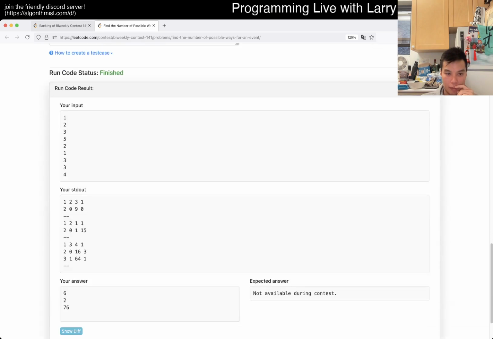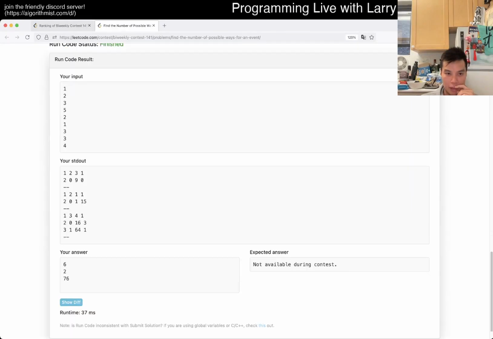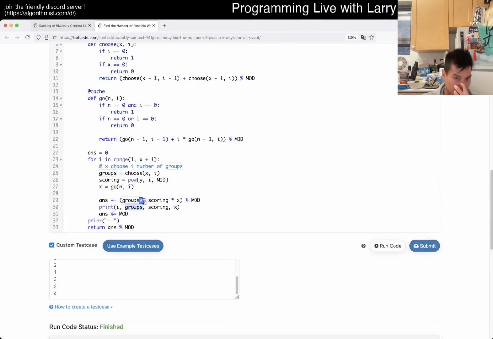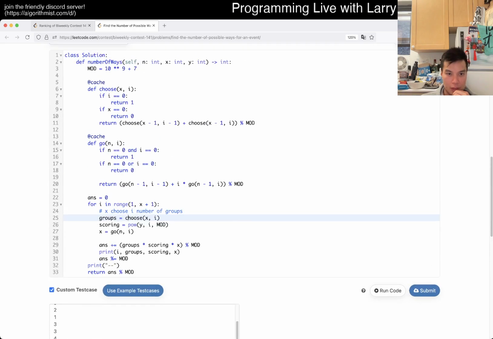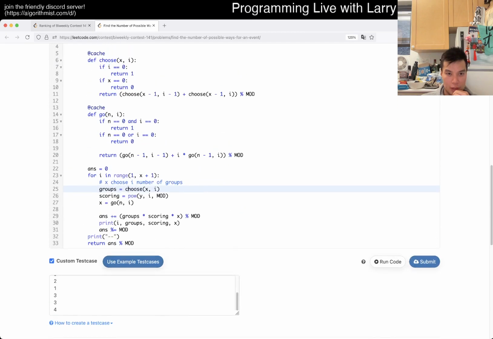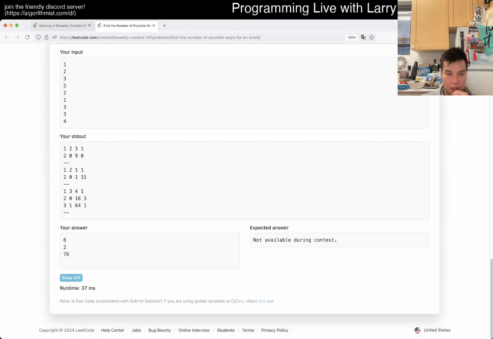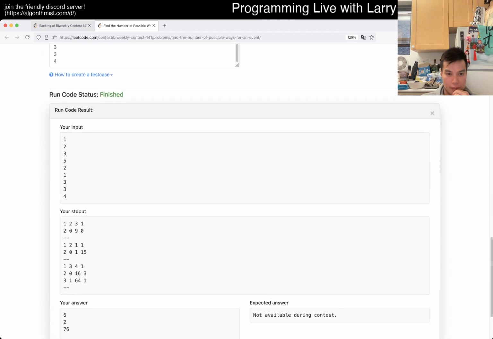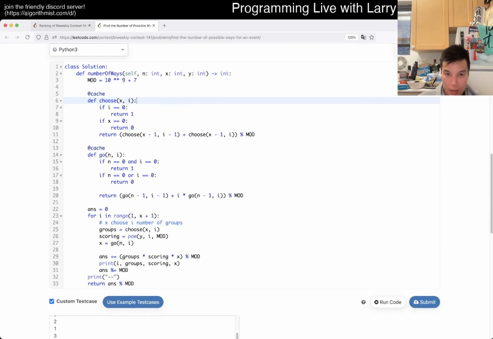Why do I have 2? If x is already 15. Oh, because groups is 0? Why is the group 0? What am I choosing? X, we want... what is x? X is 2. 2 choose 2. Did I do this wrong? 2 choose 2 should be 1, right? Am I really that bad at the binomial?